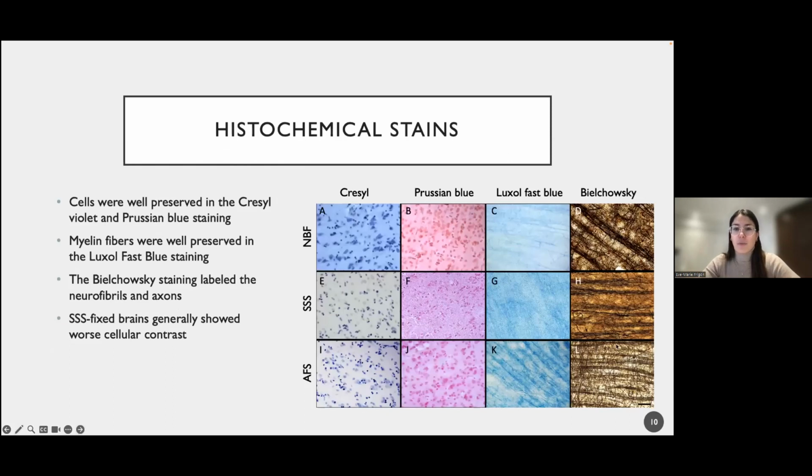Overall, the cells were well preserved with the cresyl violet and the Prussian blue staining, and the myelin fibers were also visible in Luxol fast blue staining for the 3 specimens. The Bielschowsky staining labeled the neurofibrils and axons in brains that were fixed with the 3 solutions, so everything was fine. However, we found that the salt-saturated solution provided brains with worse cellular contrast and smaller cells, as you can see in the Nissl stains here.